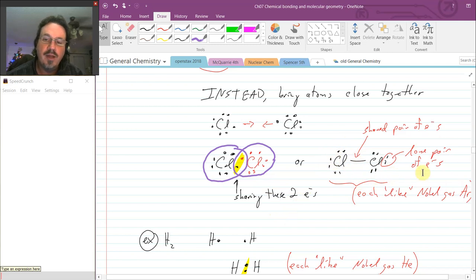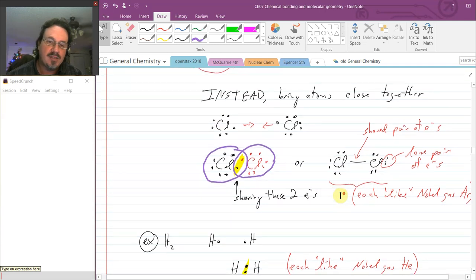Those are called lone pairs. They're just out there all alone. They're not being shared. They're still 100% owned by their atom, right? So we have shared pairs of electrons and lone pairs of electrons, so kind of 2 classes, if you will, of them. Either way, they're like noble gases, and so they're pretty happy.